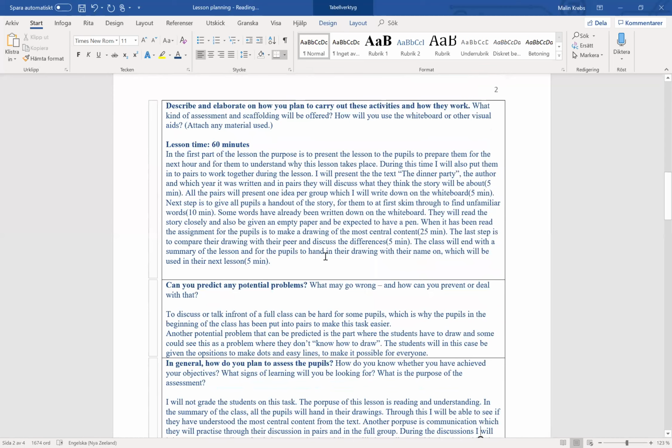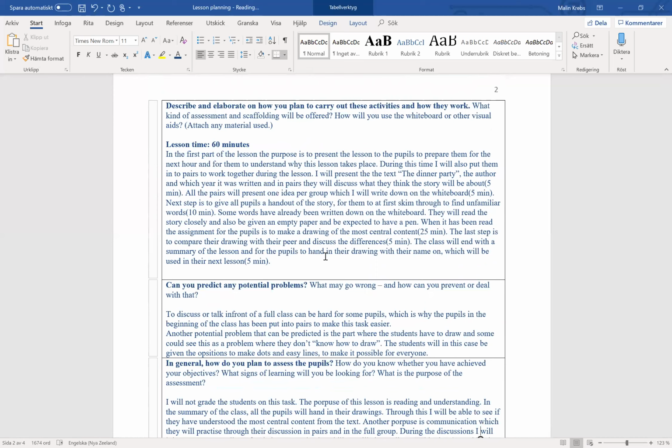Lesson time, as said, 60 minutes. In the first part of the lesson, the purpose is to present the lesson to the pupils, to prepare them for the next hour and for them to understand why the lesson is taking place. During this time, I will also put them into pairs to work together during the lesson.